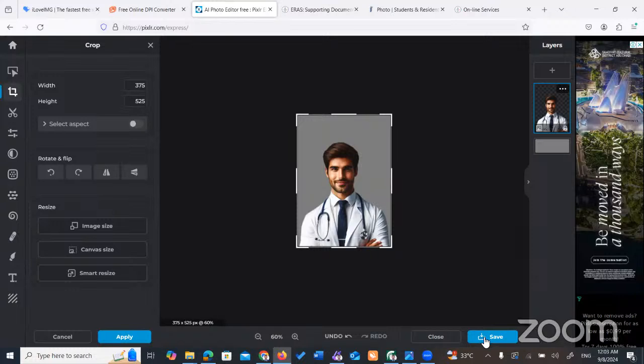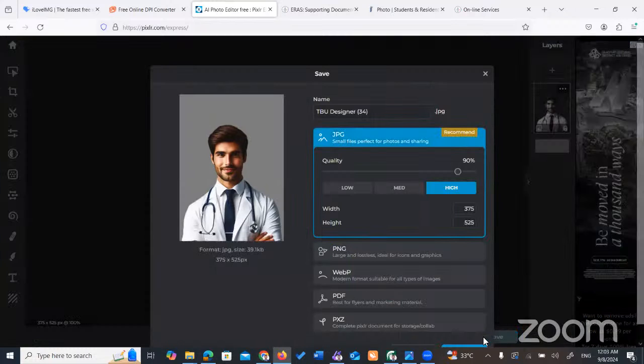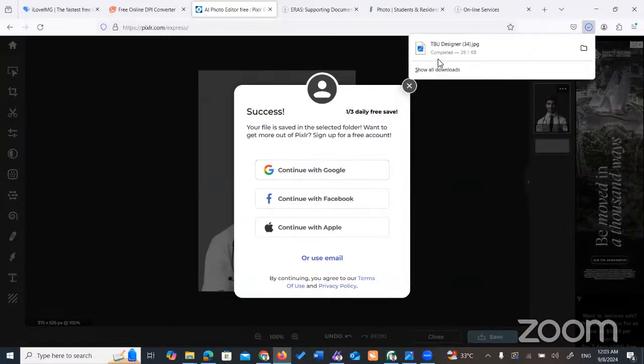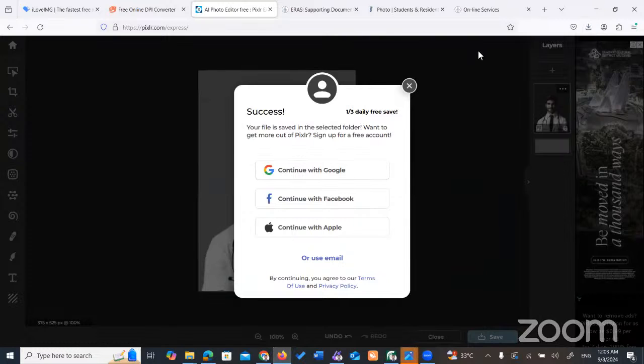And then you click on save. You have to select the high quality. You have to make sure that it's saved as JPG. You also have to check that the width and the height are 375 and 525, which equal 2.5 times 3.5. And then you press save. And then it's downloaded here, and then you can open it normally.